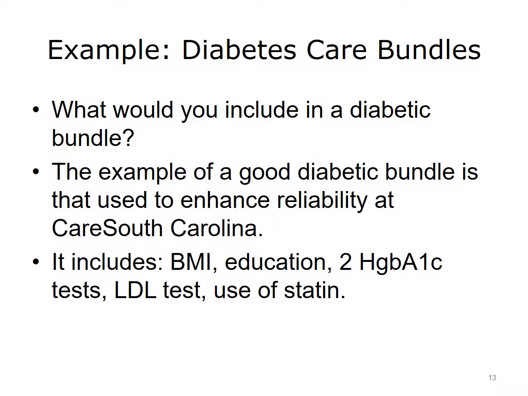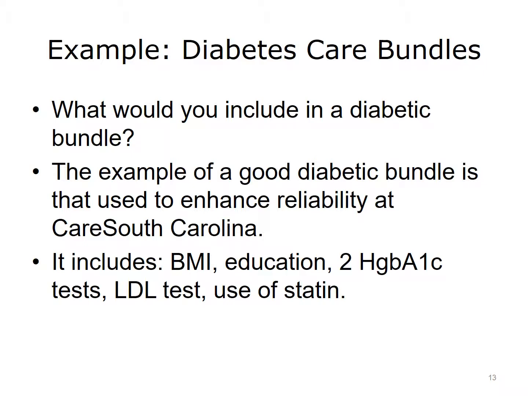You could truly incorporate a number of measures into a bundle for diabetic care. A good example is the work of Care South Carolina. Care South Carolina is a private nonprofit health and human services provider located in the Pee Dee region of South Carolina. They have conducted transformational work ensuring reliability of a significant amount of their processes. Their diabetic bundle includes recording Body Mass Index, BMI, Diabetes mellitus, DM education, 2 hemoglobin A1C, HbA1c measures in the past year, LDL cholesterol measure in the last year, and patients on a statin if over 40.